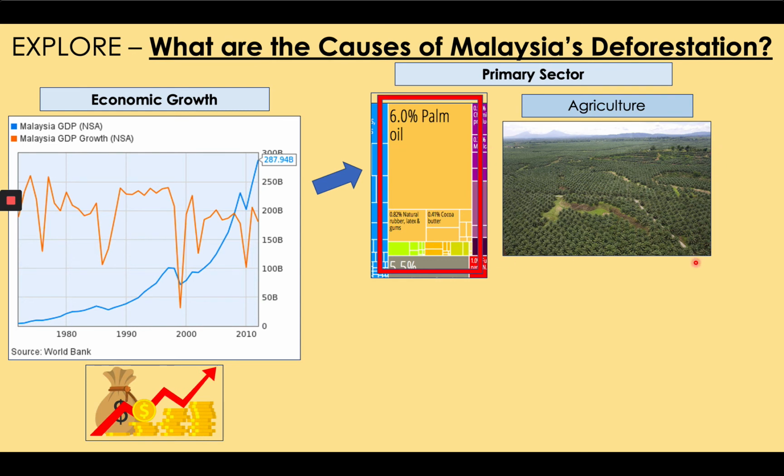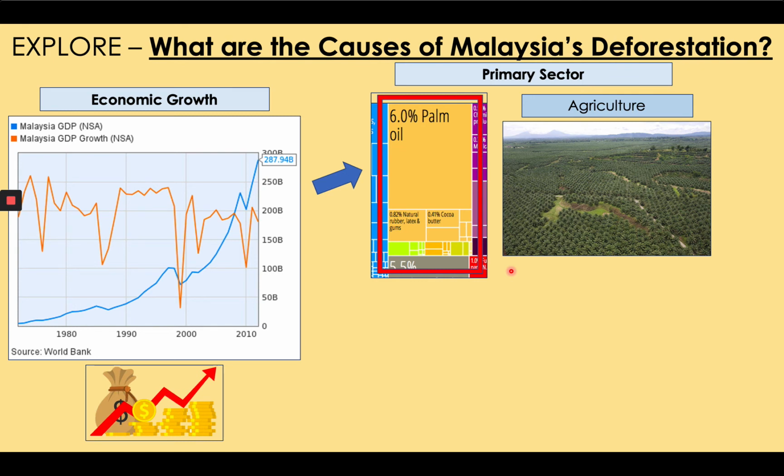This type of plantation is called a monoculture because it only has one species of vegetation. Malaysia is the second biggest exporter of palm oil in the world. It makes almost $5 billion a year from selling it.